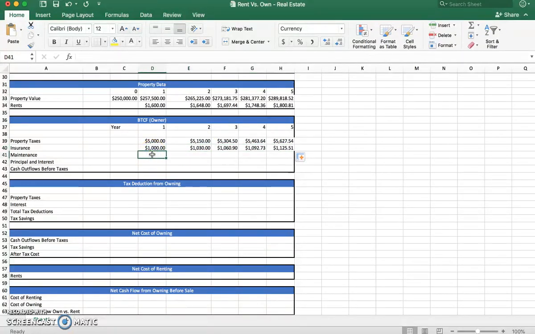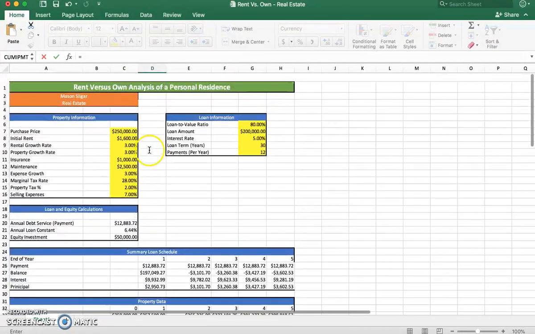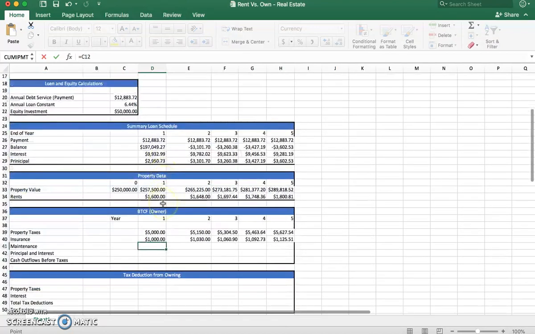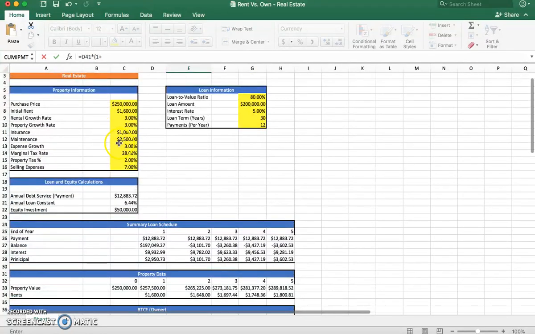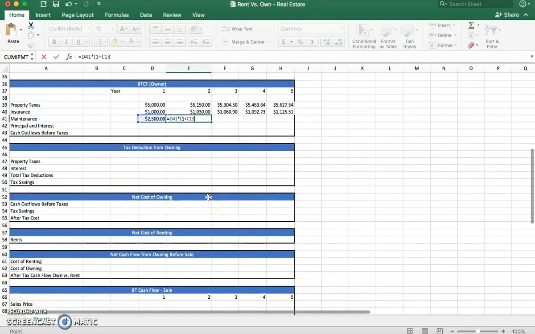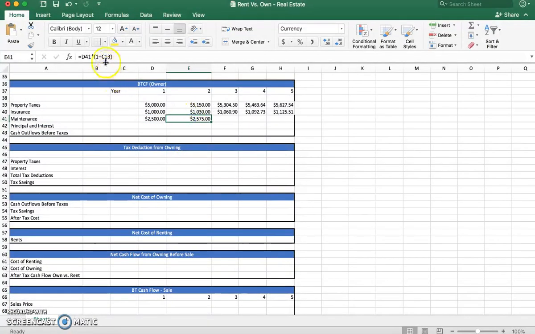Okay, perfect. All right, so maintenance is essentially the same deal, just different numbers. So we're going to pull our maintenance assumption of $2,500, enter that. For year 2, we're just going to pull that same number times 1 plus our expense growth rate of 3% again. Okay, gotta go back in and lock it up. Perfect. We should be able to pull those across as well. Fantastic.